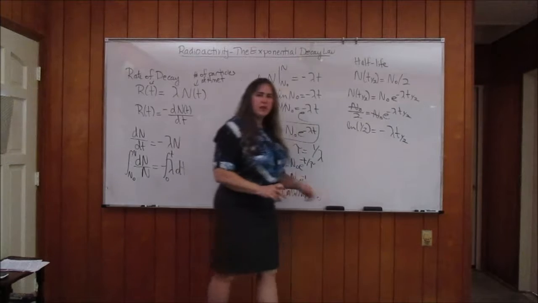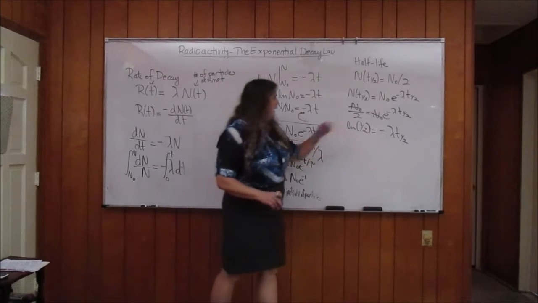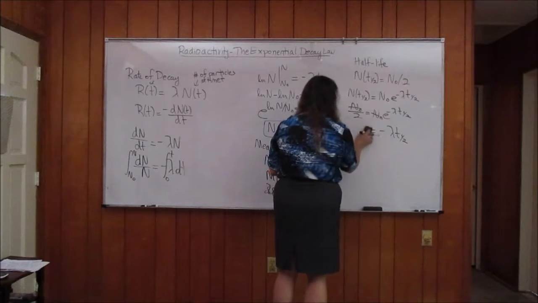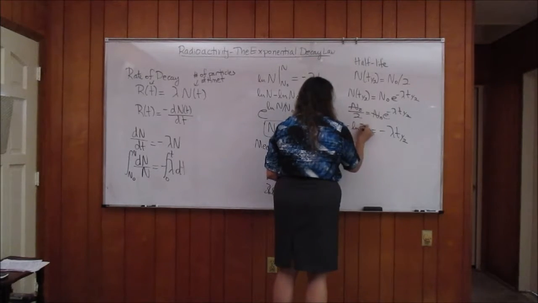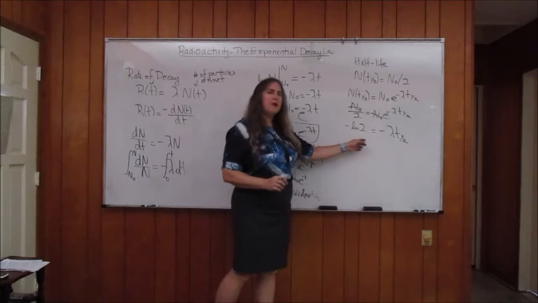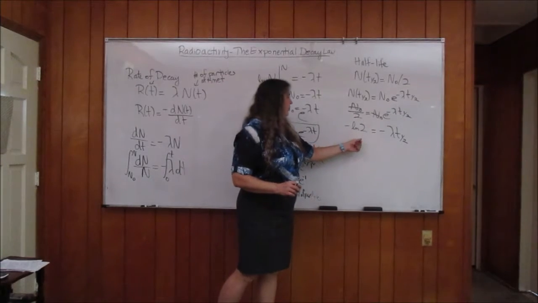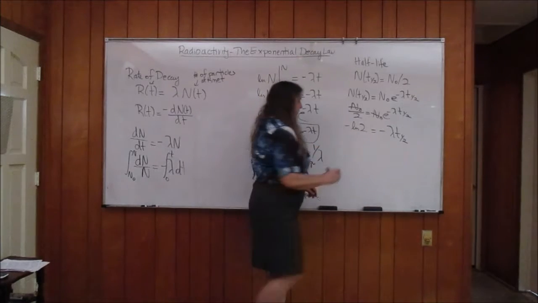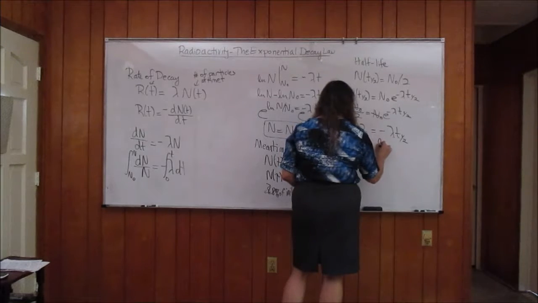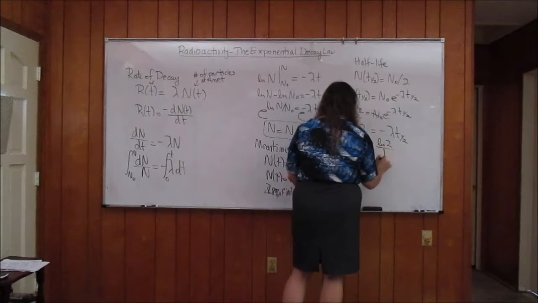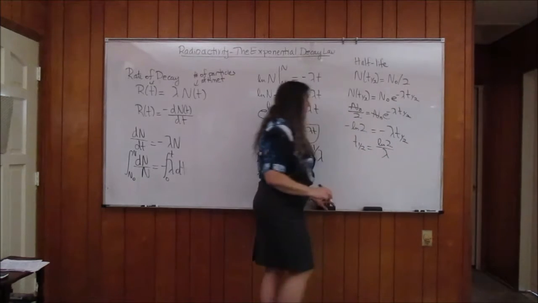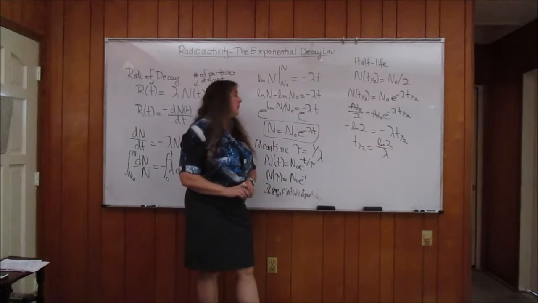That's just equal to minus lambda t 1/2. And natural log of 1/2 is equal to minus natural log of 2. That's another property of the natural log. Okay, so therefore t 1/2 is equal to natural log of 2 over the decay constant lambda.